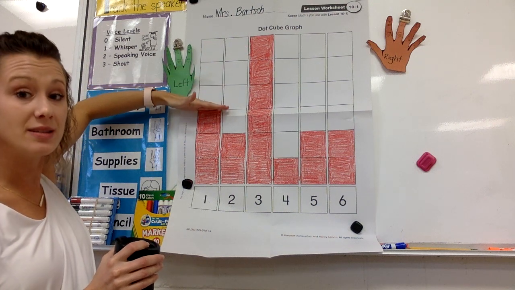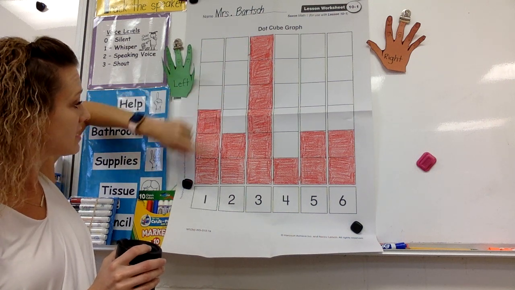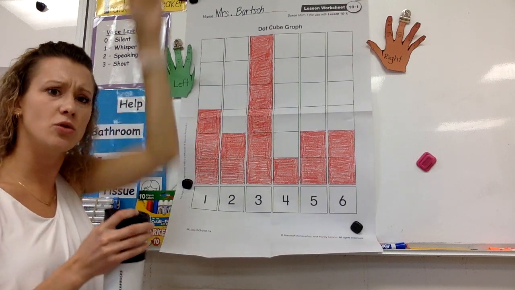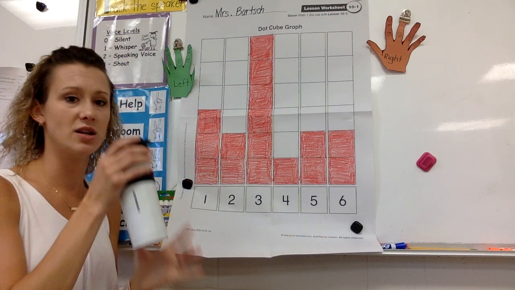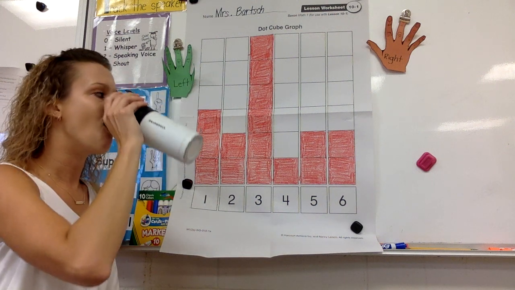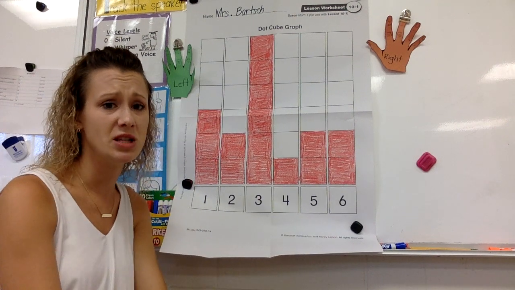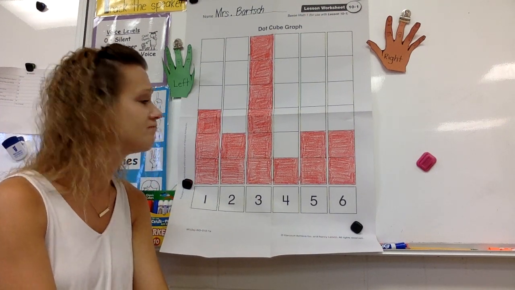If you said number 1, you're right. This is the next tallest. Number 1 has 3 squares colored. This is the second most. And who has the least, my loves? Who lost? Number 4. Say poor number 4.